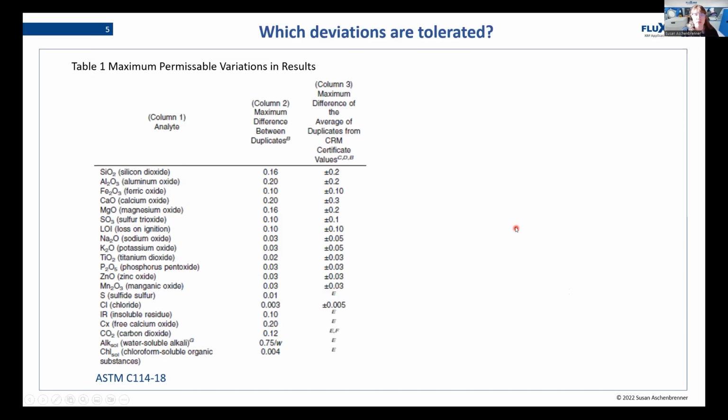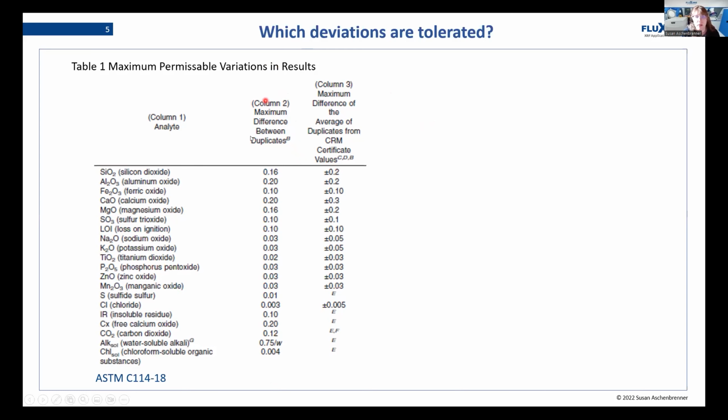So if we have a closer look at the same table, then we can see that the norm there gives us two different types of tolerances. There's one in column 2, the maximum difference between duplicates. And in column 3, there's the maximum difference of the average of duplicates from CRM certificate values. And this is a very large sentence. So let's break these two things down.